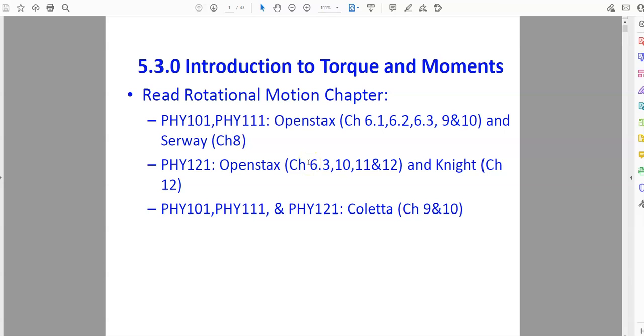Hello, I am Jim Corkins, and this is the continuation of rotational motion, and we have now reached torque and moments. So what we're going to go through is what is torque and moments, in 5.3.0, and then we're going to study statics in 5.3.1, and then dynamics in 5.3.2.